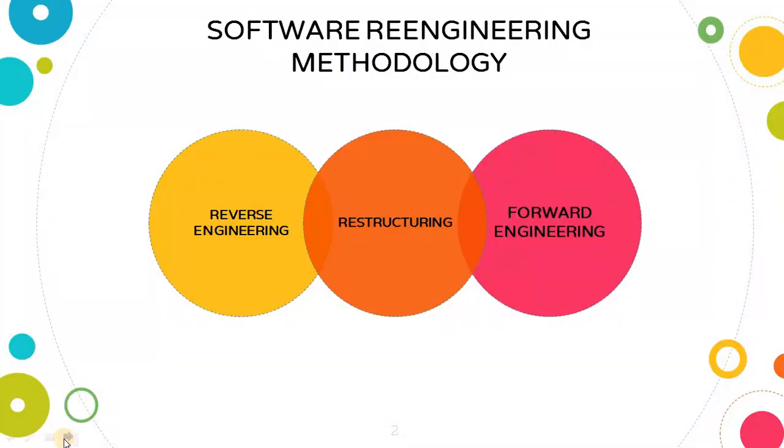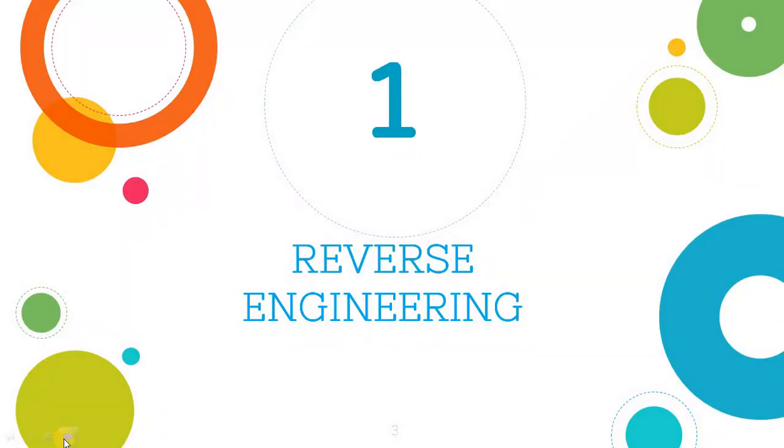Software re-engineering methodology, mainly three types. Three methodologies are there for software re-engineering: reverse engineering, restructuring, and forward engineering. First, reverse engineering.